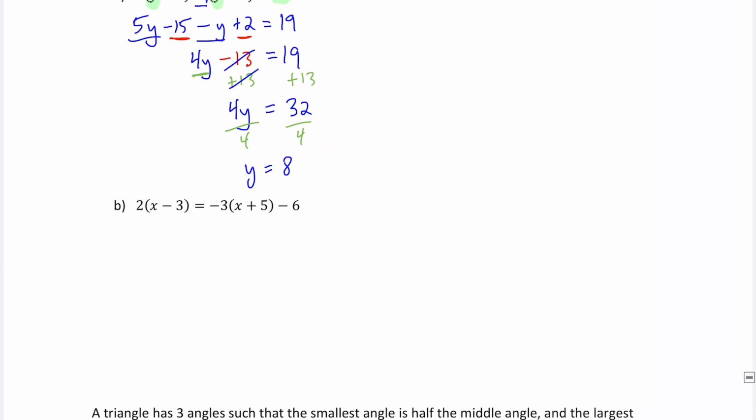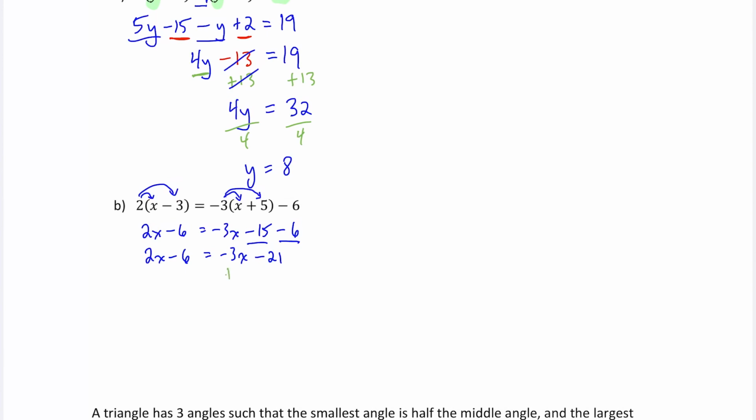Okay, let's try B. 2 times x minus 3 is equal to negative 3, x plus 5 minus 6. So again, we applied the distributive law. So it's 2x minus 6. Then negative 3 times x, which is negative 3x. And then negative 3 times 5 is negative 15 minus 6. Let's clean up both sides of the equation. So that's 2x minus 6 is equal to negative 3x. And negative 15 minus 6 is negative 21.